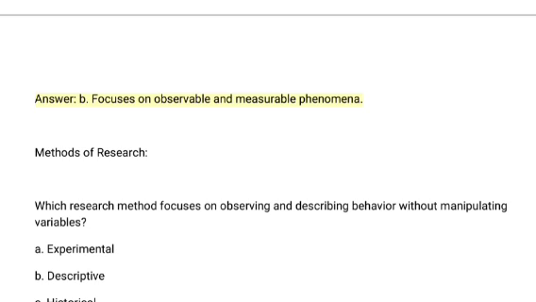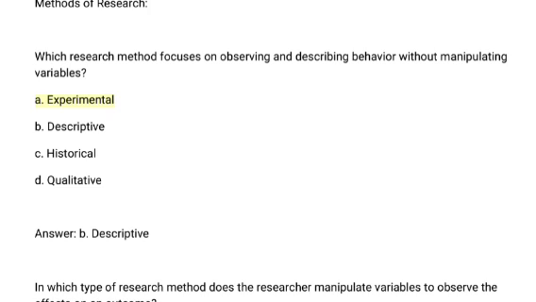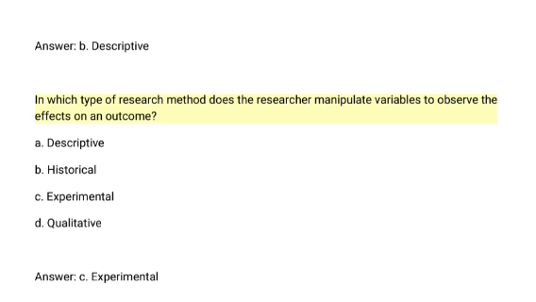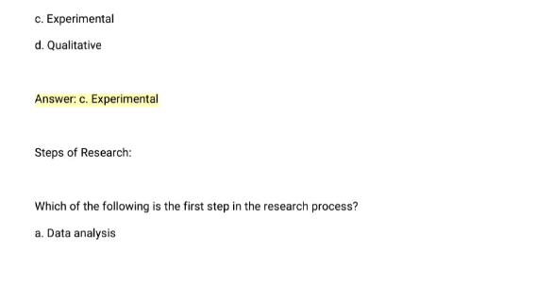Methods of research. Which research method focuses on observing and describing behavior without manipulating variables? A. Experimental. B. Descriptive. C. Historical. D. Qualitative. Answer. B. Descriptive. In which type of research method does the researcher manipulate variables to observe the effects on an outcome? A. Descriptive. B. Historical. C. Experimental. D. Qualitative. Answer. C. Experimental. Steps of research.